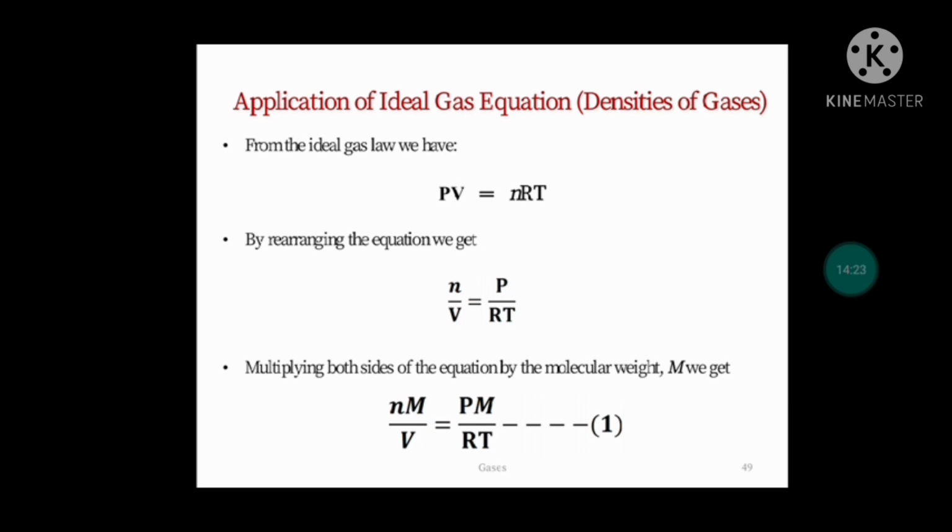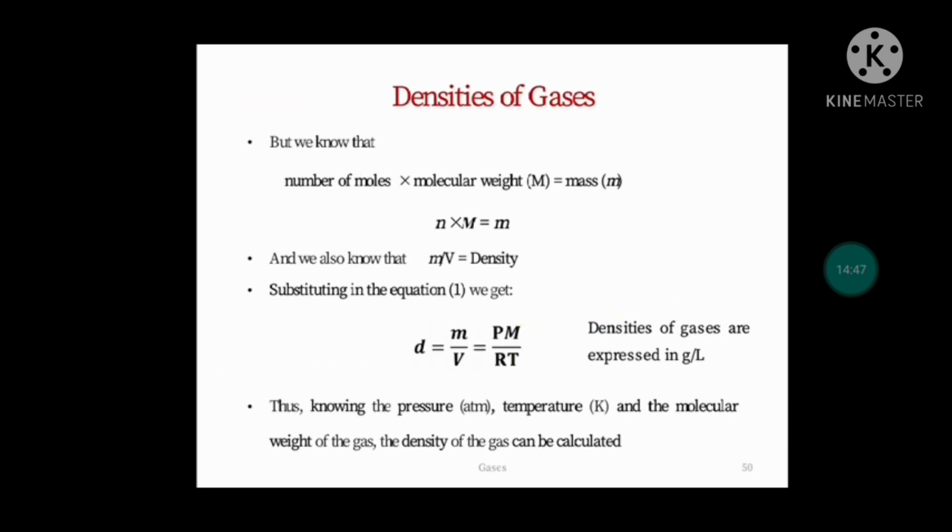By applying this ideal gas equation, we can also find out the density of the gas. So PV is equal to nRT. By rearranging it, I can say that n upon V is equal to P upon RT. Multiplying both sides by molecular weight M, we get nM upon V is equal to PM upon RT. Mass is equal to number of moles into molecular weight, so we are getting M.